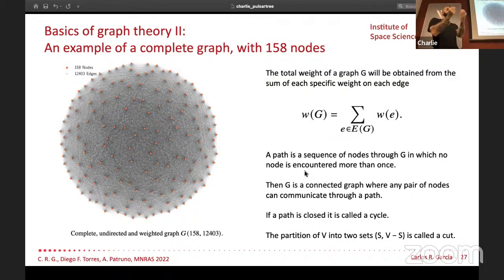So if you measure the distance between the two nodes, it's the same if you see this distance from this guy to this one or vice versa. But also it's weighted, because all the edges in this graph are assigned a weight. If you make a total sum of these weights, you obtain a final value, which is the weight of the graph. This is an example of a typical graph.